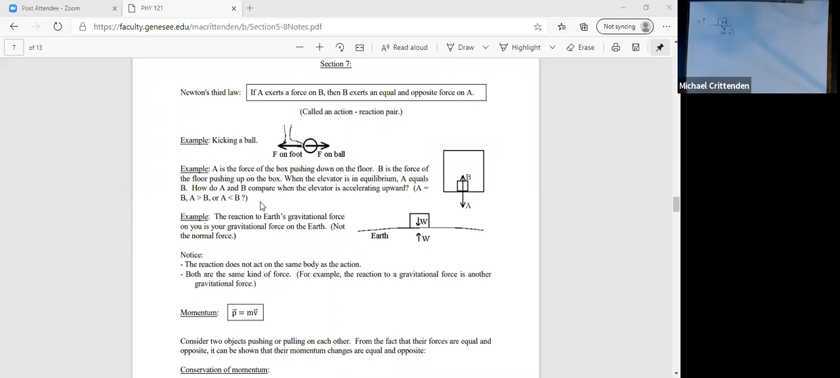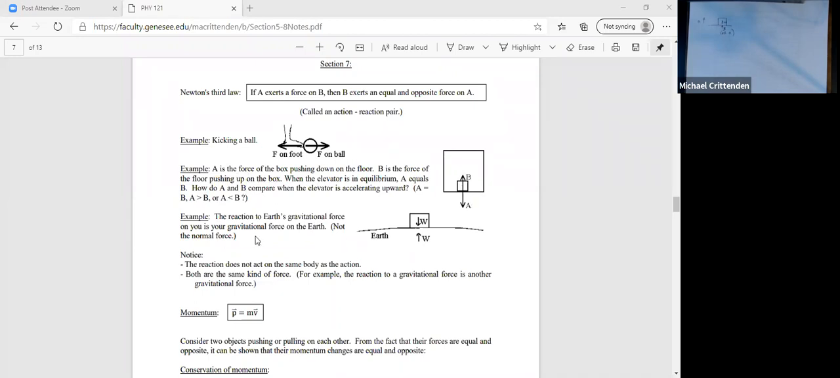The weight and the normal force are not equal. The normal force is greater, and that has absolutely nothing to do with this question here. This is about how the force on the box compares to the force on the floor. They are an action-reaction pair. Force B and the weight of the box are not, okay?